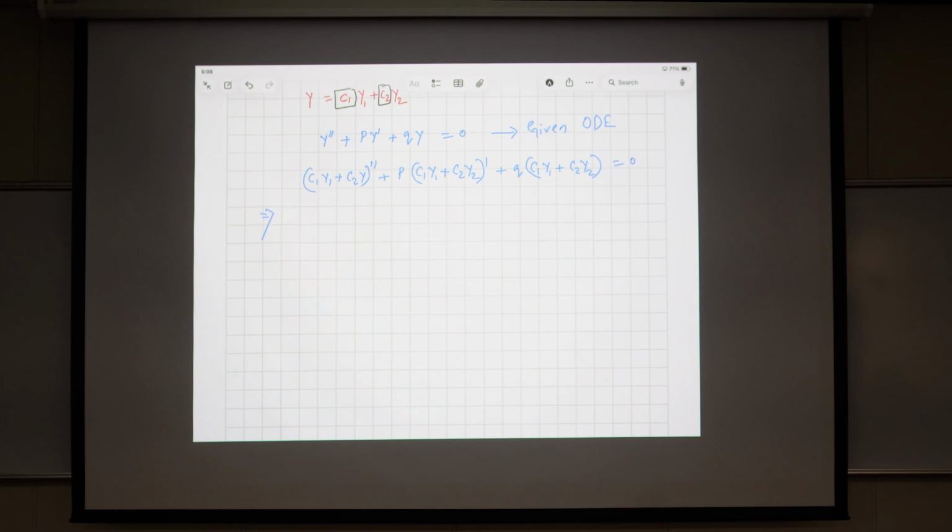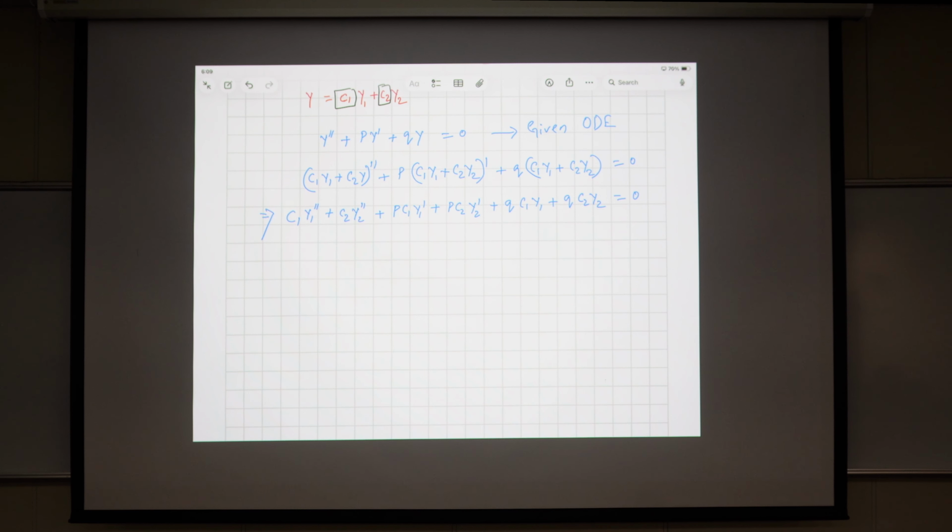I can easily try to find out this. If I take the derivative, it is C1 y1 double dash plus C2 y2 double dash plus P C1 y1 dash plus P C2 y2 dash plus Q C1 y1 plus Q C2 y2 is equal to 0.